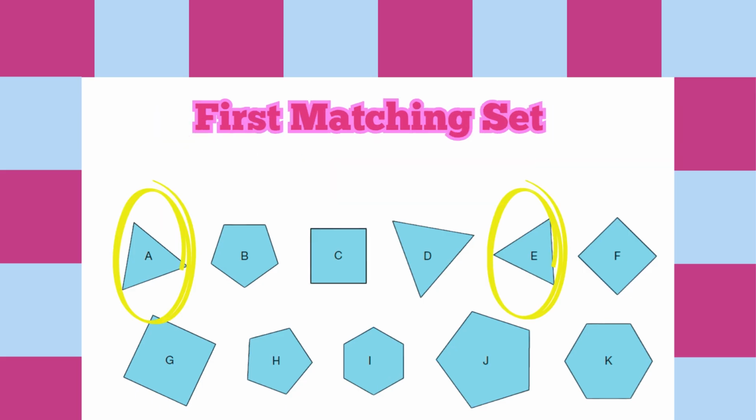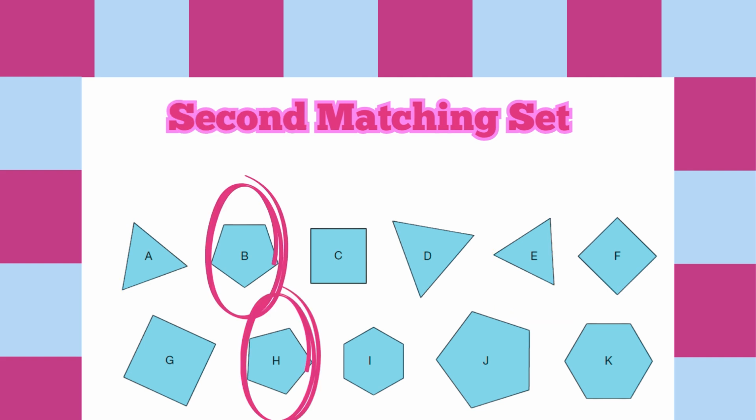So the first pair of matching polygons is polygon A and polygon E. All of their sides and angles are equal. The second pair of matching polygons are B and H. To find out, I need to make sure that I carefully measure both their sides and their angles, or I could lay one on top of the other to see if they matched exactly.